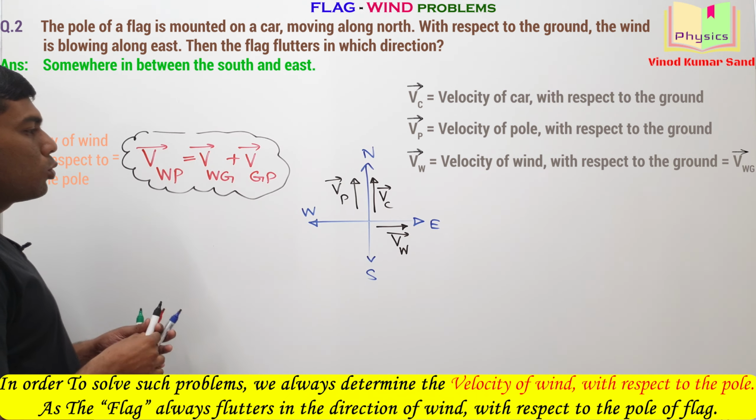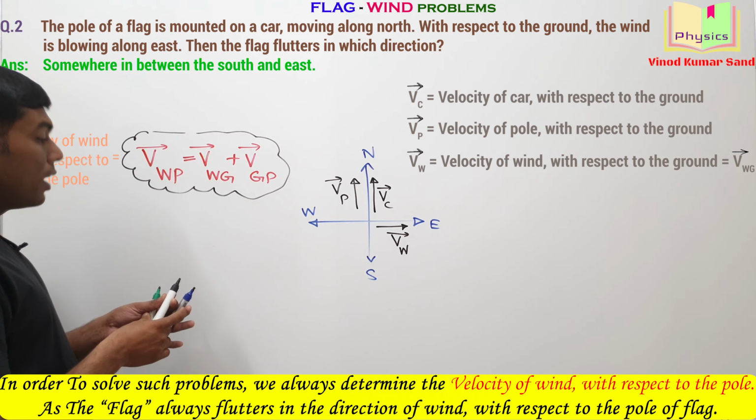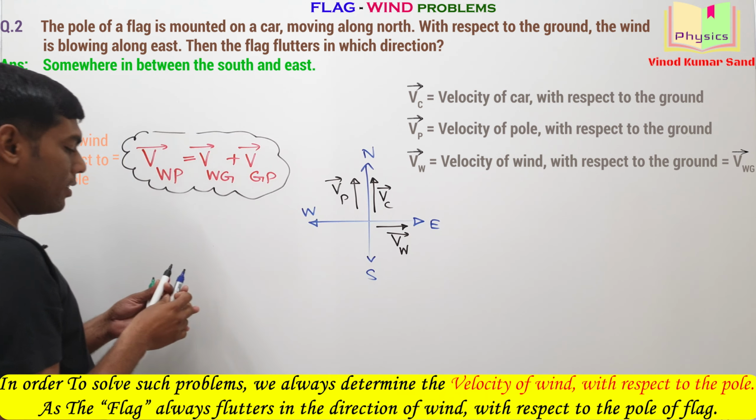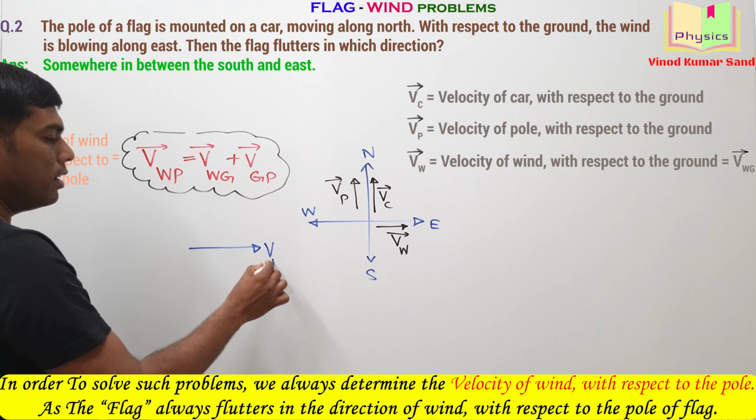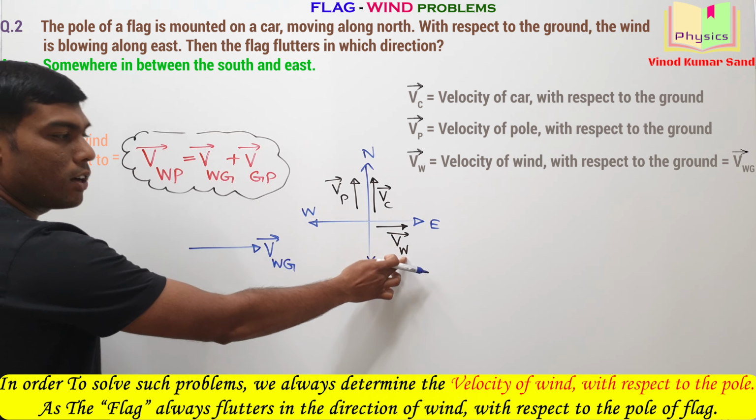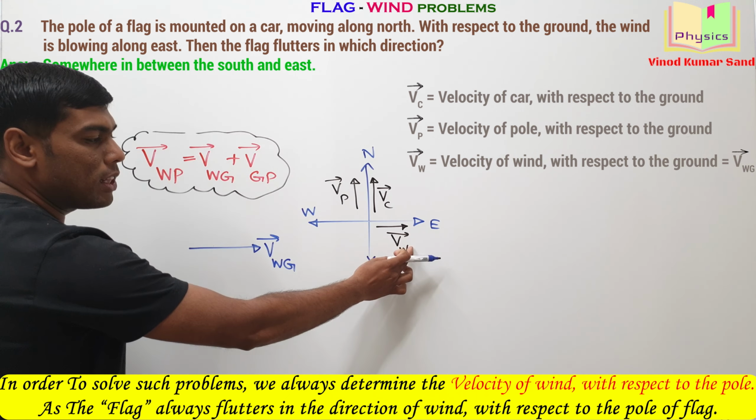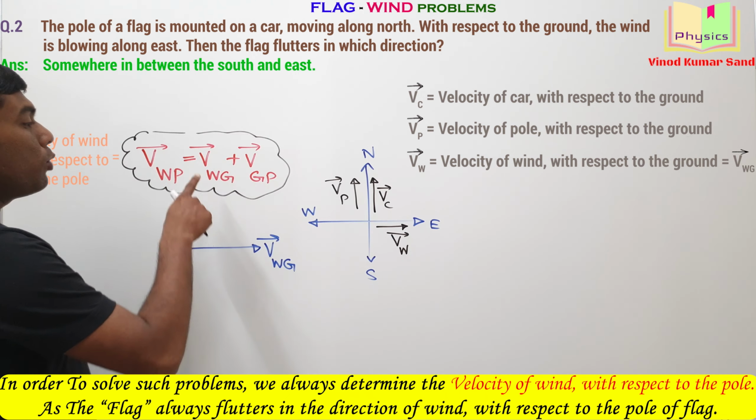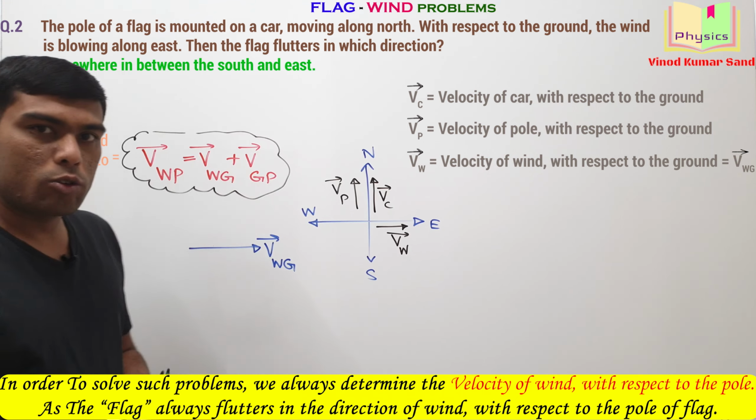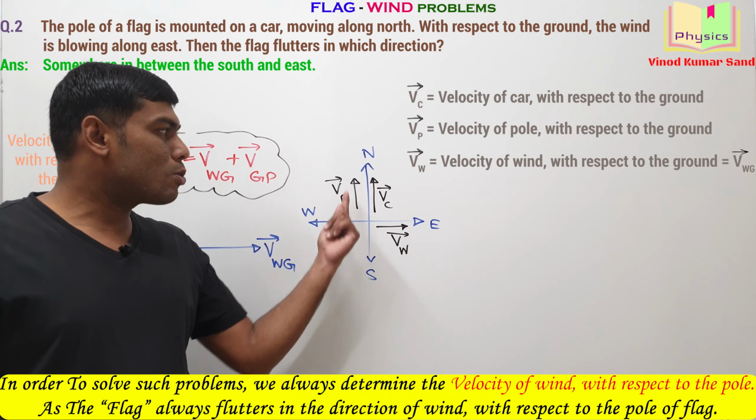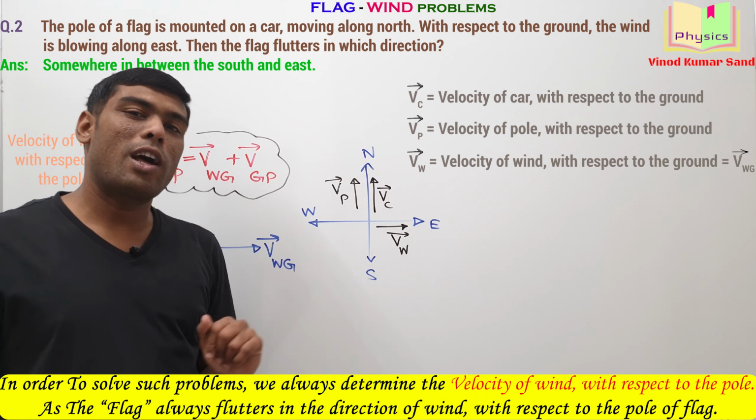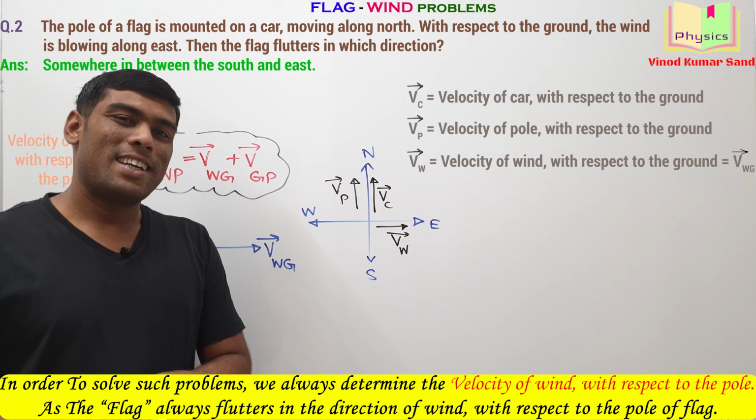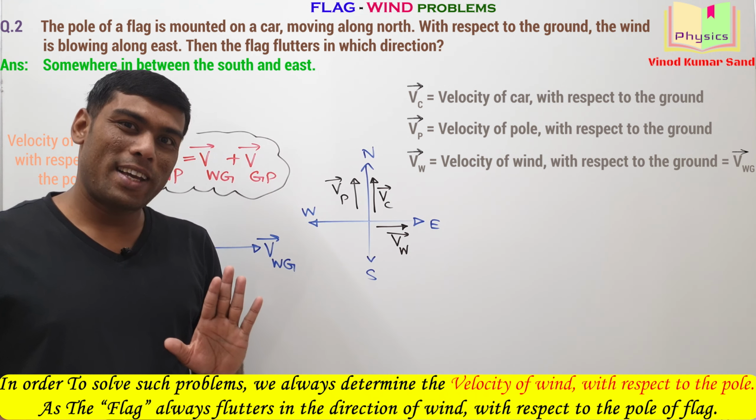For that, I'm showing you the things again on the diagram. If we mark the velocity of the wind with respect to ground, which is like this, V wind with respect to ground. Okay. Usually, if something is with respect to ground, we can omit the G subscript also. Now, we need the velocity of ground with respect to pole. If the pole is moving along the north, if the car is moving along the north, the driver will see the road moving in which direction? Correct, south. You agree with that?